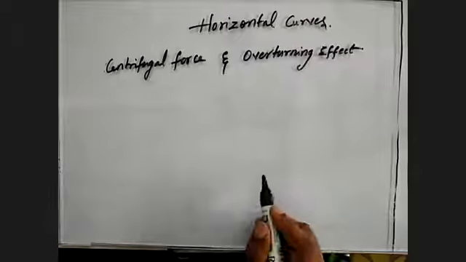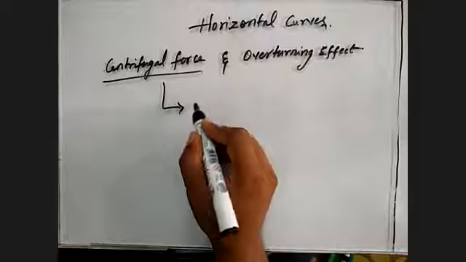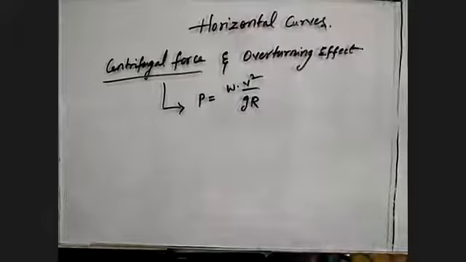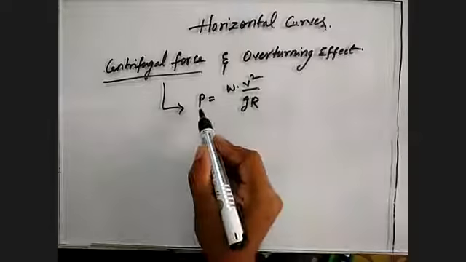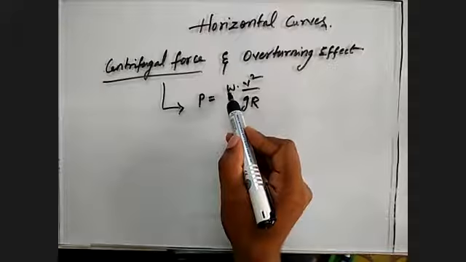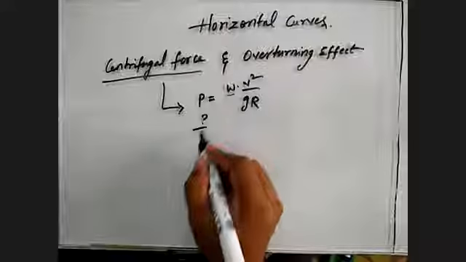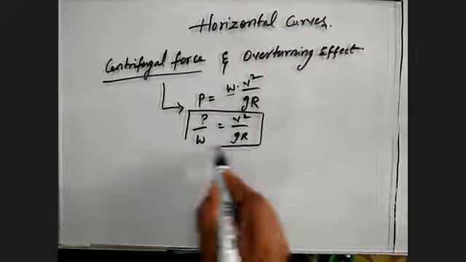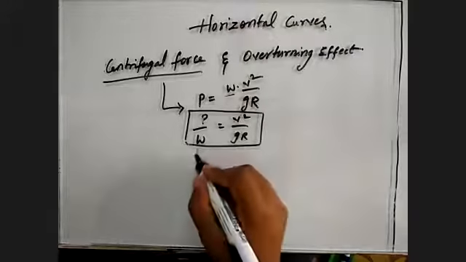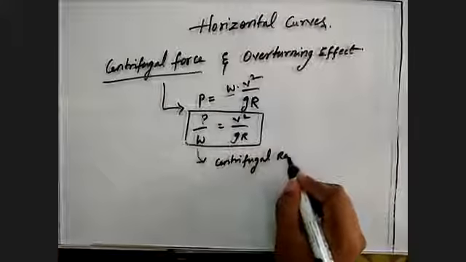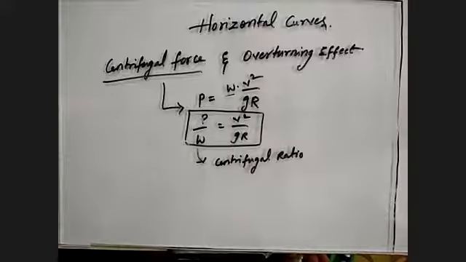Now the centrifugal force. I'll give it as a formula, that is P. P is usually given as W into V square by gR. That is one of the formulas we need to remember. Centrifugal force is given as capital P is W into V square by gR. So it can also be written as P by W is equal to V square by g. This P by W is called the centrifugal ratio. So P by W is V square by gR. This is one thing we need to remember.